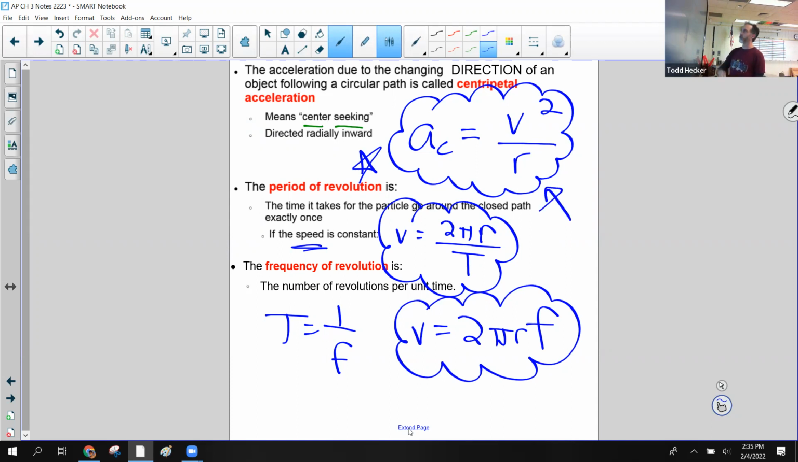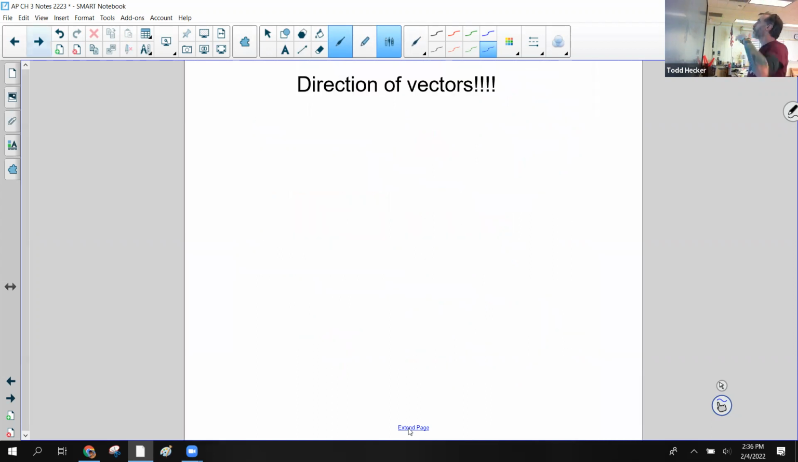All right. So your centripetal acceleration, opposite direction of the radius, inward toward the center. Your velocity is always tangent to the circular path. We already talked about the direction of the vectors, I think. Cool.